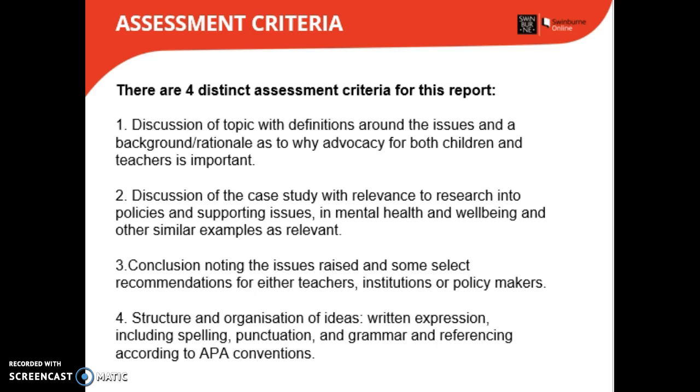They're quite loaded. There's lots of things in each of them, so highlight the keywords and really read this assessment criteria. Number 1, discussion of the topic with definitions around the issues and a background rationale as to why advocacy for both children and teachers is important. So advocacy for children and advocacy for teachers. 2, discussion of the case study with relevance to research into policies and supporting issues in mental health and well-being and other similar examples as relevant. So we're looking at policies, research into policies. So there could be state or federal policies around the issue, and that needs to be included.